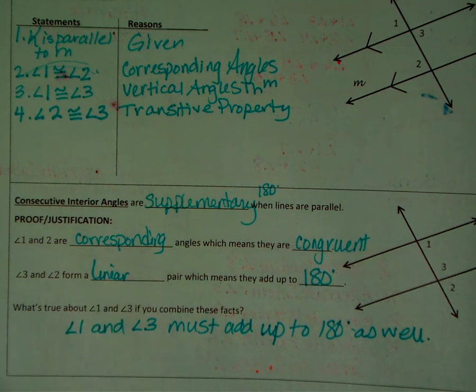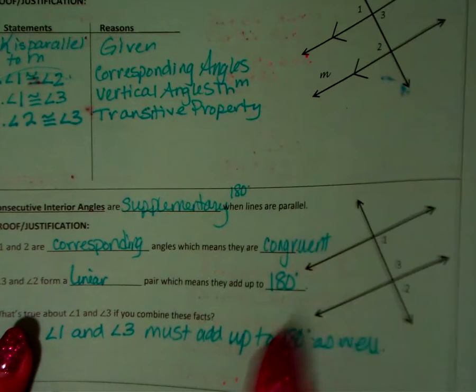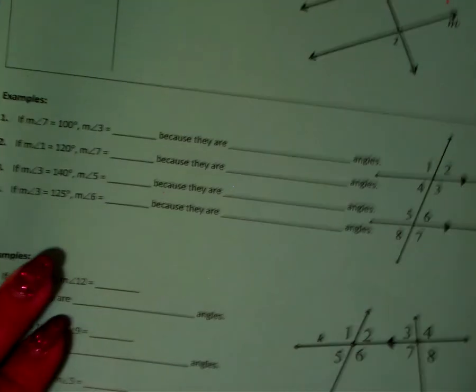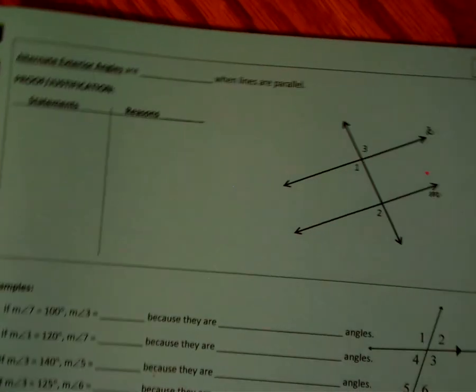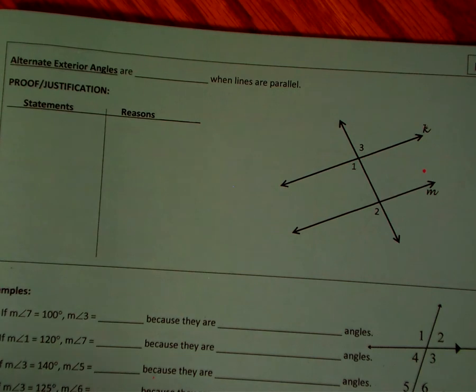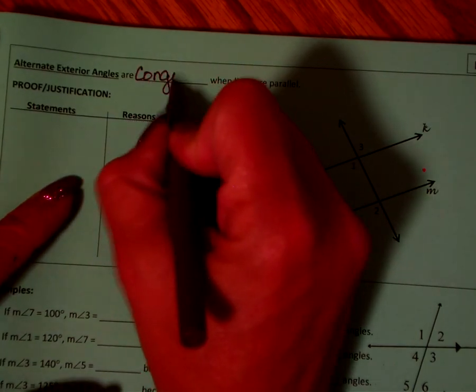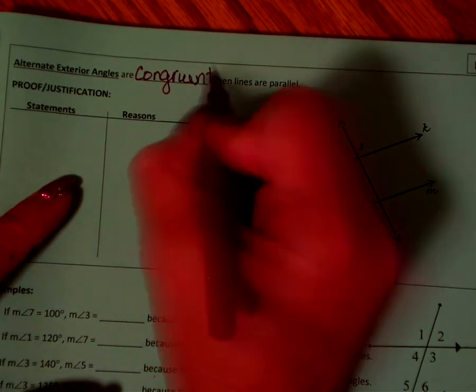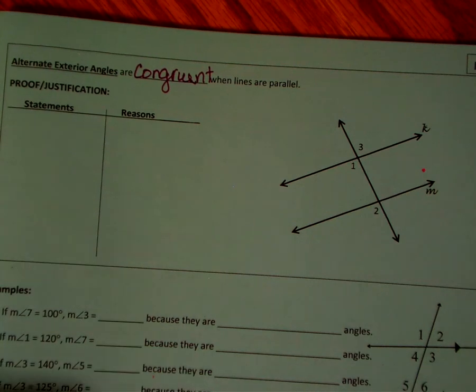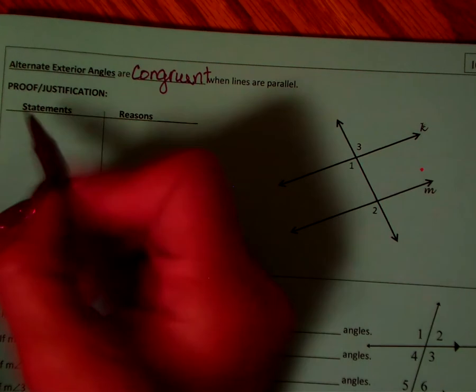Okay, so a little bit of a proof behind the congruencies here. Okay, if we turn the page, we're going to keep going. We've got one more here before we do some examples. Okay, and that is the alternate exterior angles, and they are congruent. So everything's congruent except for our last one. Okay, when lines are parallel. So our proof is to start with line K being parallel to line M.